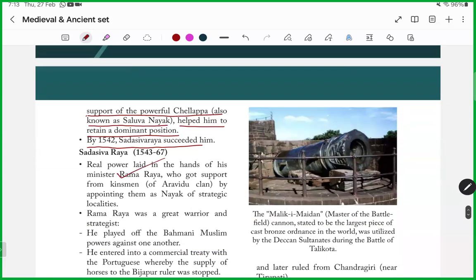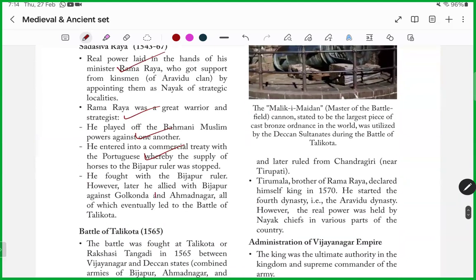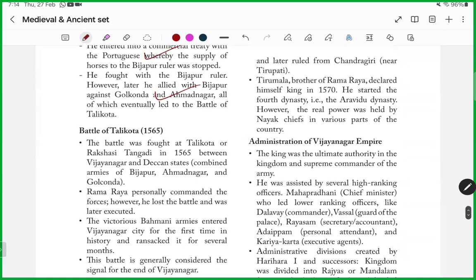This is important. The Battle of Talikota, as we have discussed already, 1565. It is also known as Rakshasi Tangadi, fought between Vijayanagar and the combined Deccan states of Bijapur, Ahmednagar, and Golconda. It was the Battle of Rakshasi Tangadi, also known as the Battle of Talikota. It was fought in 1565 against the armies of Bijapur, Ahmednagar, and Golconda.